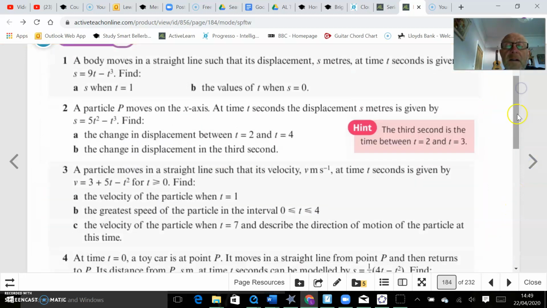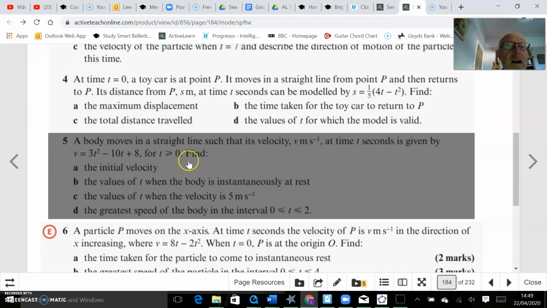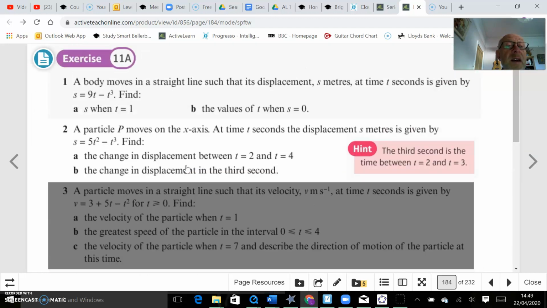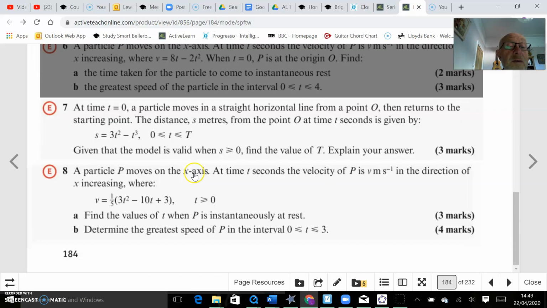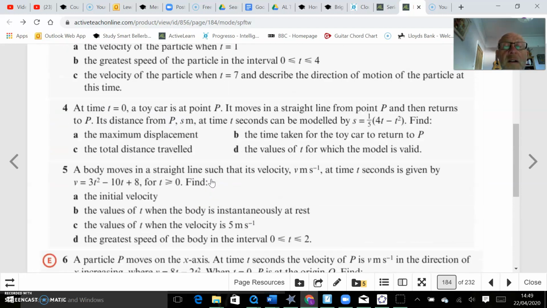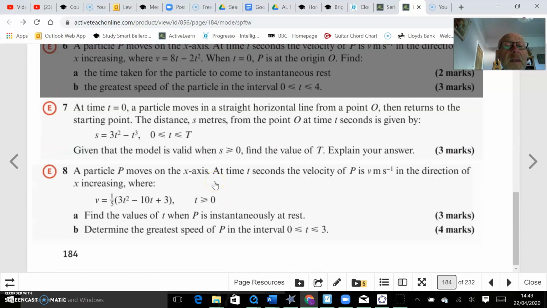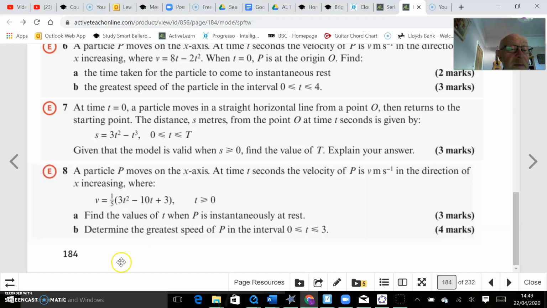Next, I suggest that you look at exercise 11a. This is on page 184, and do some of these questions. You've got 8 questions here, and they are all involving expressions for displacement or velocity in terms of time. Doesn't look like we've got any with acceleration in terms of time, but they will be good practice.